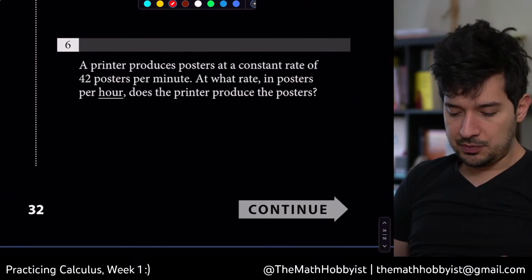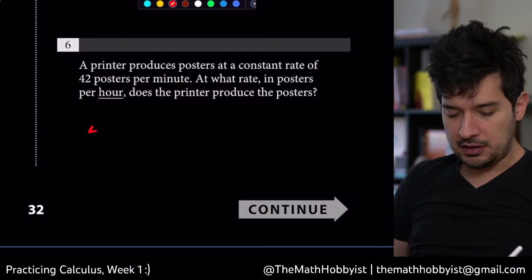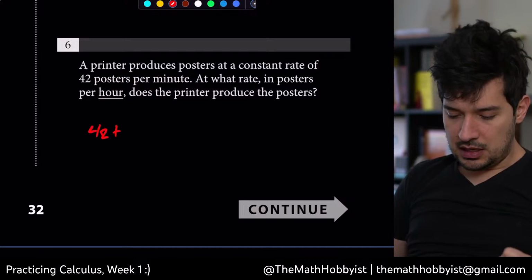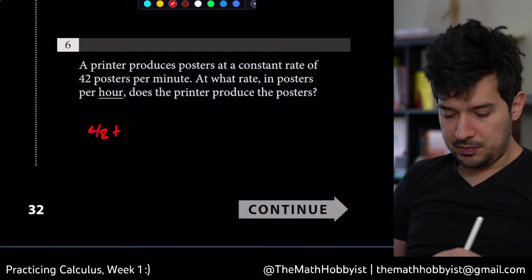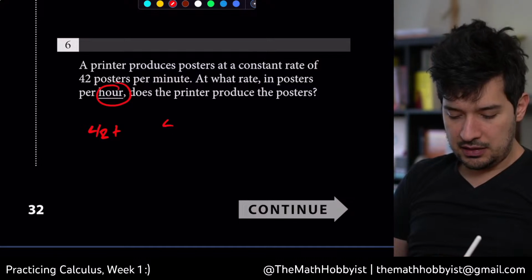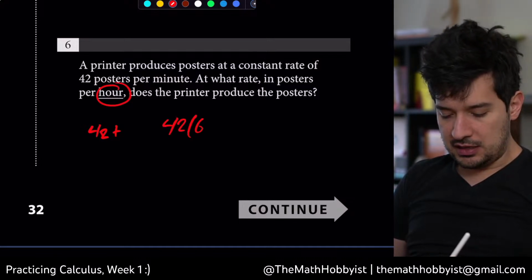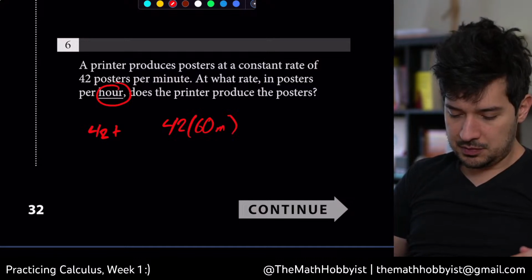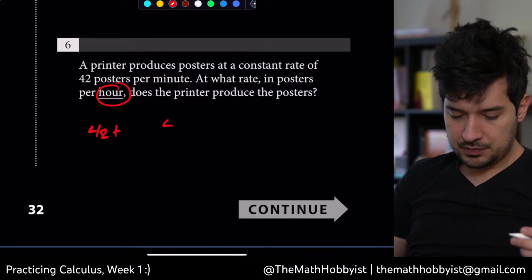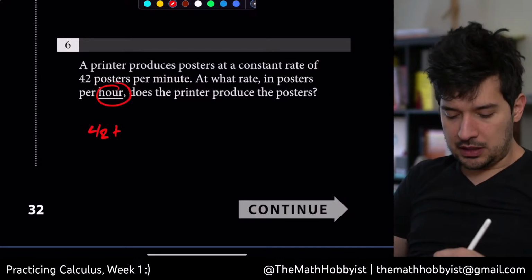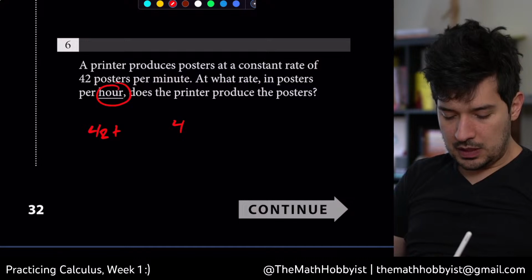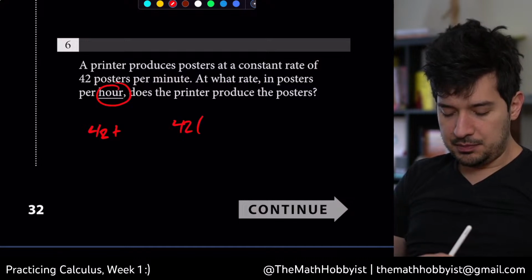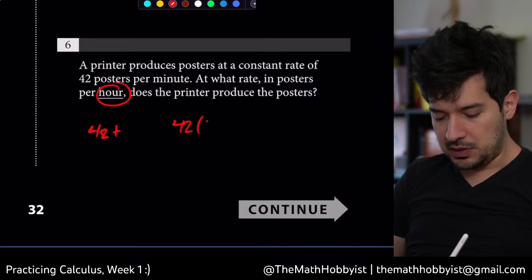A printer produces posters at a constant rate of 42T per minute. At what rate in posters per hour does the printer produce the posters? It's nice that they underlined that. So if T was minutes, then now we have... or if T was hours, oh shoot, what am I talking about? Yeah, per hour, they're going to produce 60 per hour, whereas they produce 42 in a minute.